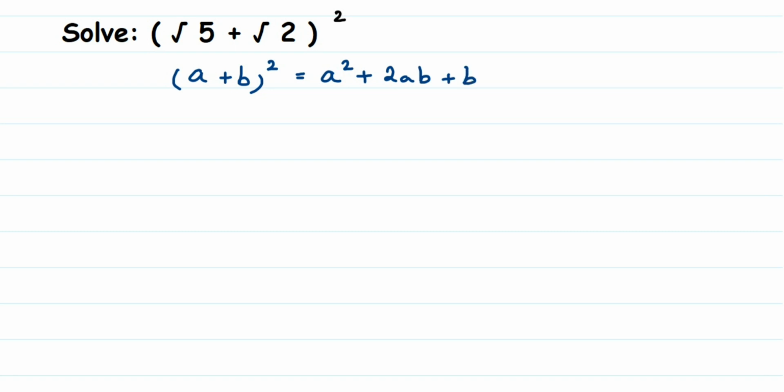So here, in place of a we have root 5, and in place of b we have root 2. So in place of b we're going to put root 2. Now how to solve this?